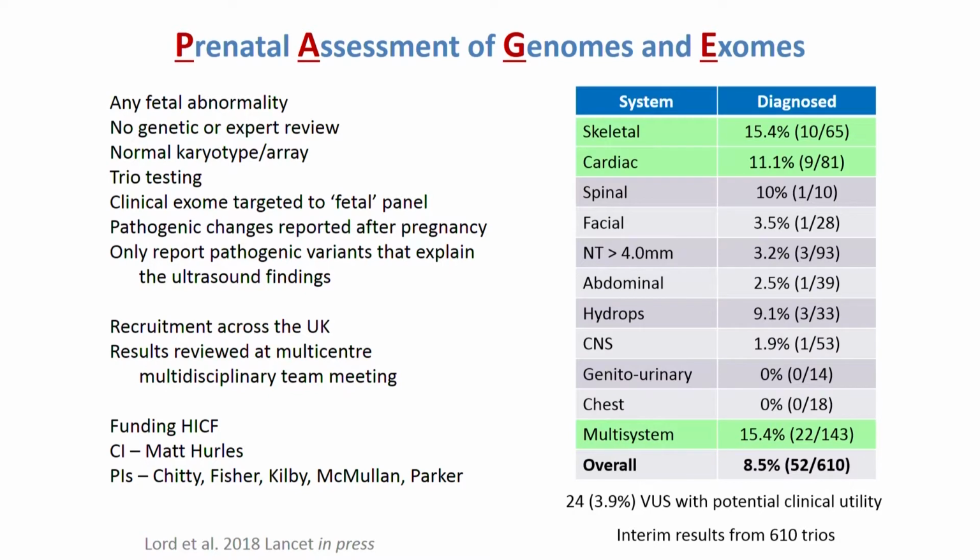And overall, our detection rate in the whole cohort was about 8.5%. And of note, we picked up about another 24 or 3.9% of variants of unknown significance, which actually may have potential clinical utility. So a pathogenic mutation in one of a recessive mutations, for example, in genes that might, if it were homozygous, cause that phenotype.